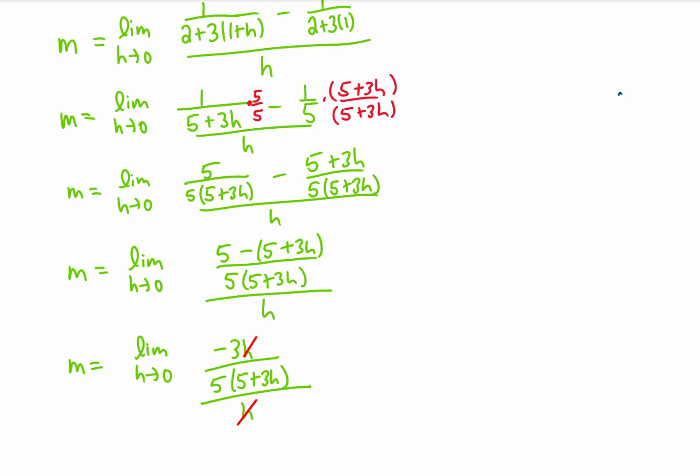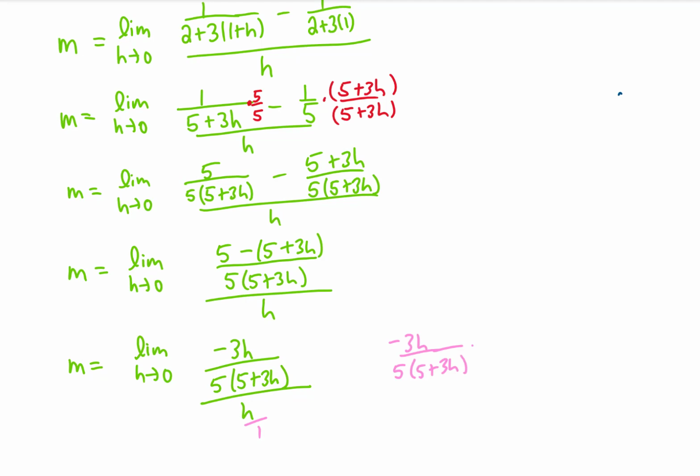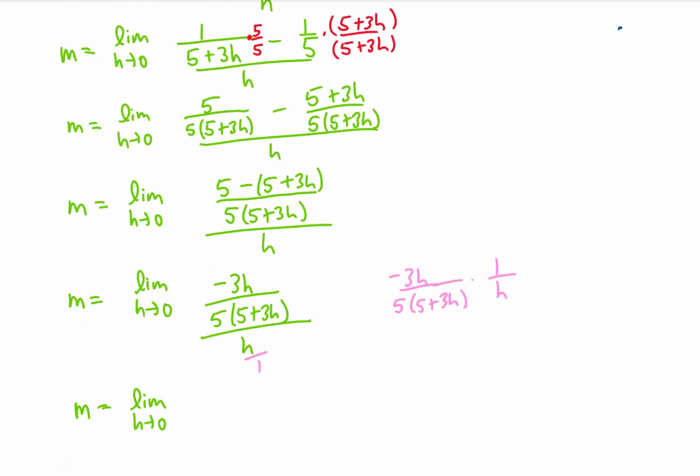Now this factor of h in the numerator and this factor of h in the denominator can cancel. If you want just a couple seconds of clarity as to why, what we really have here are two fractions, a fraction on top and a fraction on bottom. We can call this h on bottom h over 1. Now that we're dividing fractions, we can do the whole copy dot flip thing, where we copy the fraction on top and flip over the fraction on bottom. And now you can see a little bit more clearly that these two h's will in fact cancel. So you can do that the long way or the short way, but either way you look at it, you end up with a negative 3 on top and a 5 times 5 plus 3h on the bottom.